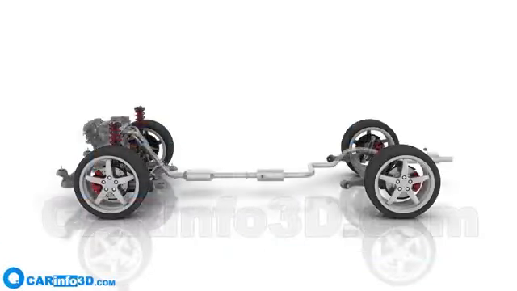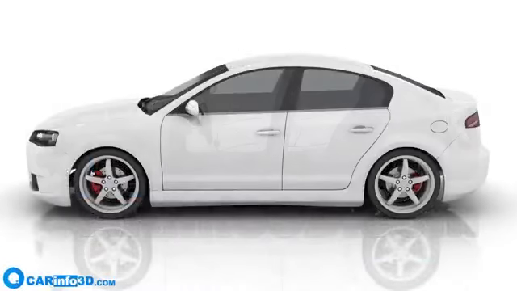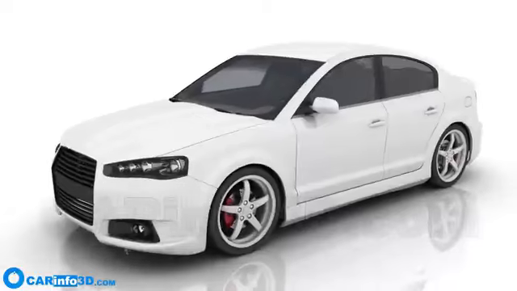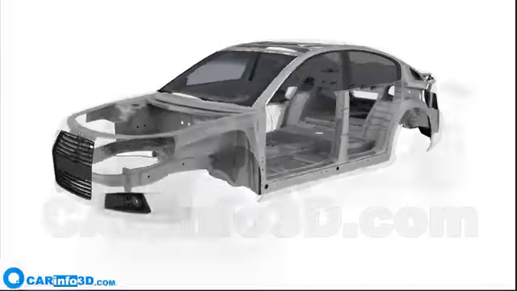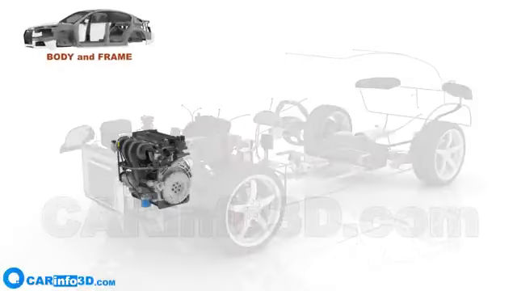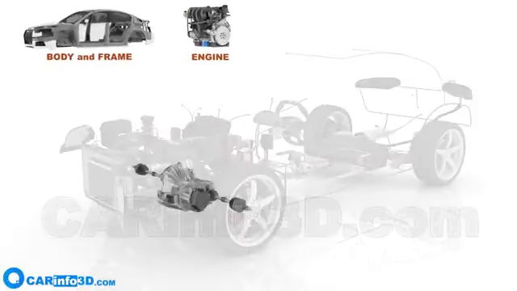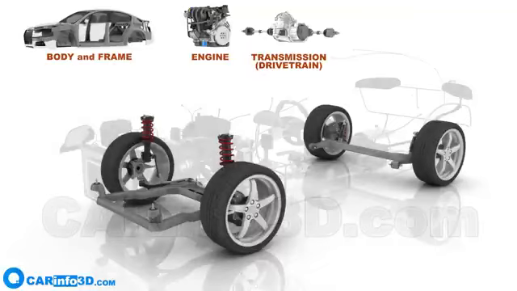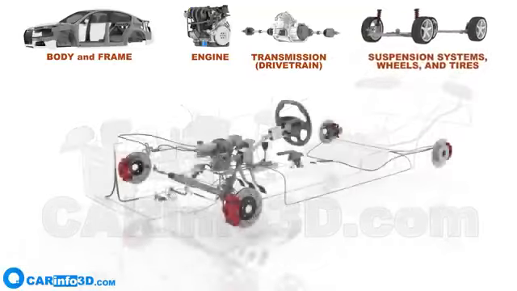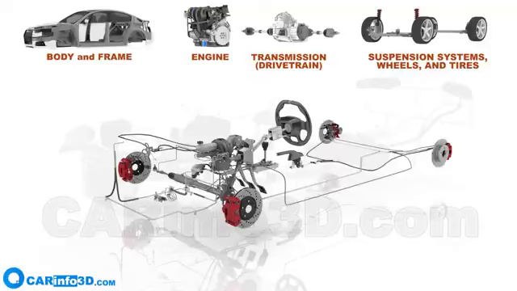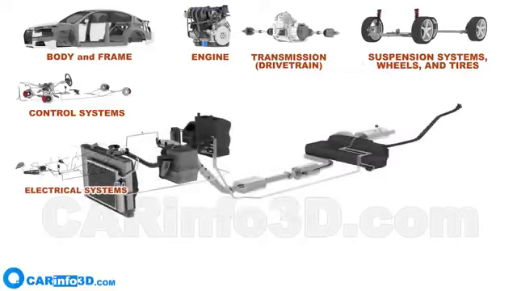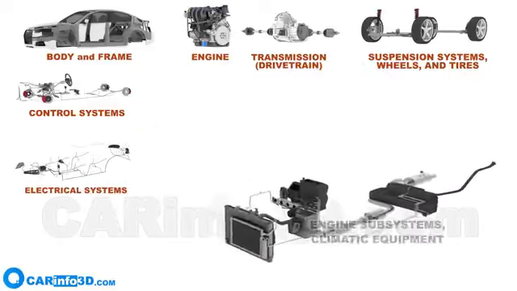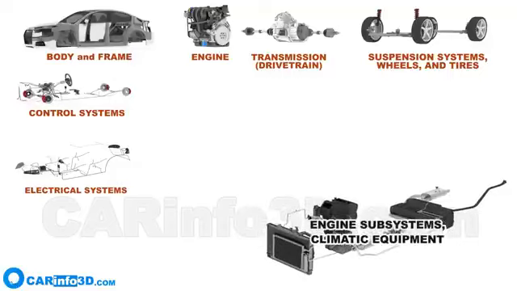In this video, we will go over the anatomy of a car. The following major systems are included in the vehicle: the body and frame, the engine, the transmission, suspension systems, wheels and tires, control systems, electrical systems. The engine subsystems and the climatic equipment are the only remaining pieces of equipment.